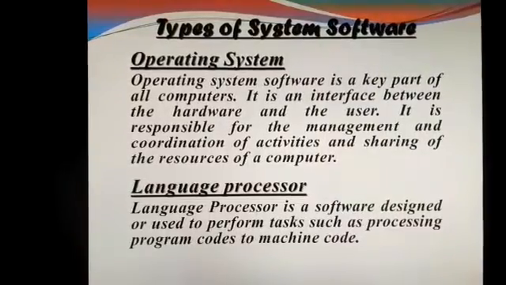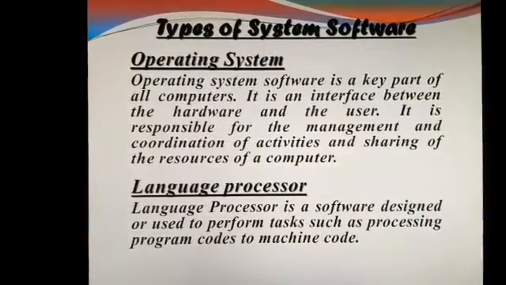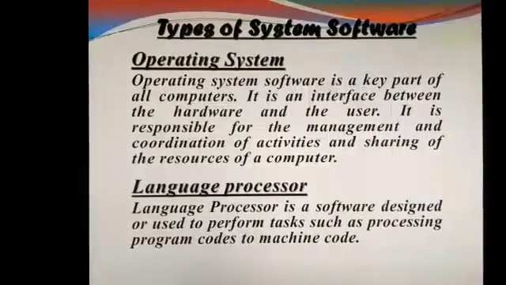Students, a computer is an electronic device. It understands only machine language, which is based on zeros and ones. A language processor is software that translates or converts a program written in a computer language into machine language so that it can be understood by a computer. An assembler, compiler, and interpreter are examples of language processors.